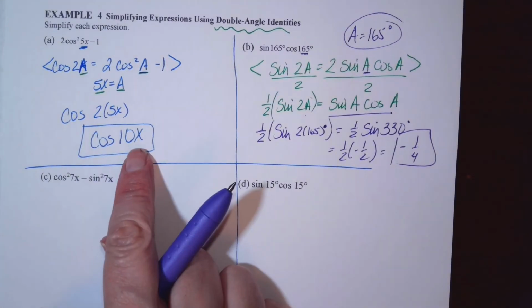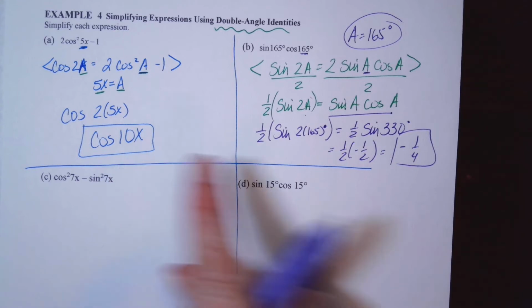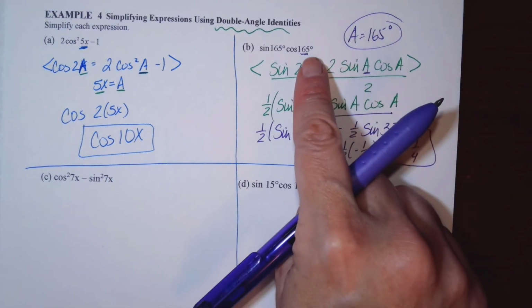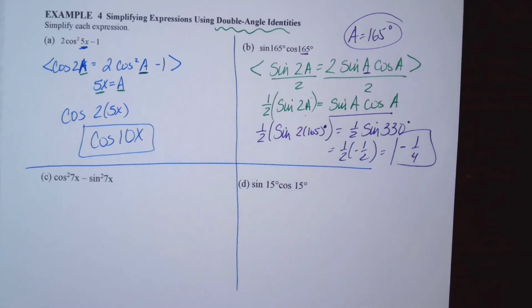Notice that this one just simplified to be cosine of 10x, nowhere else to go here. This one gave me an angle measure that brought me to a special angle, and I was able to plug in that value.